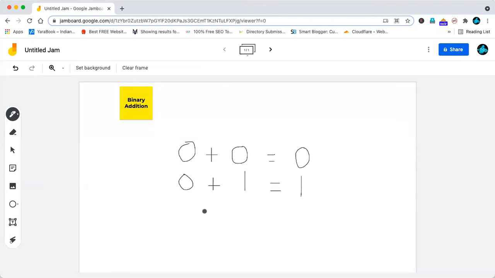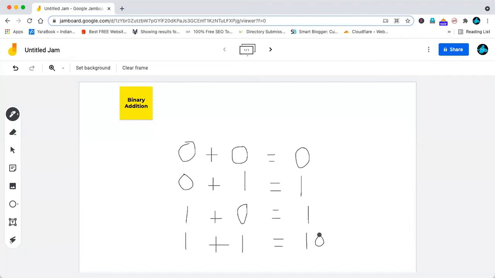Now under that it is mentioned 1 plus 0 equals 1. Now the last one, the rule is 1 plus 1 equals 10. Why 10? Why not 1 plus 1 equals 2?